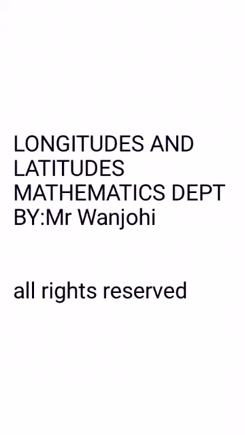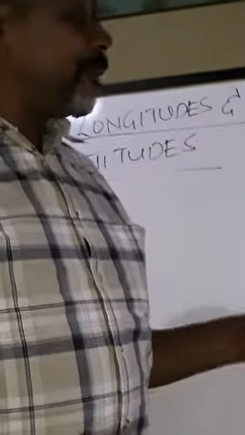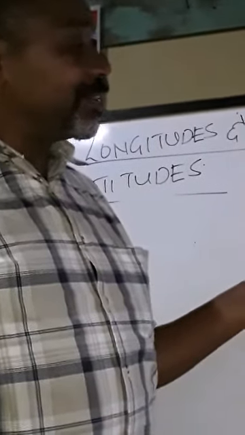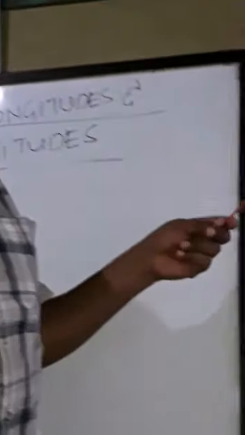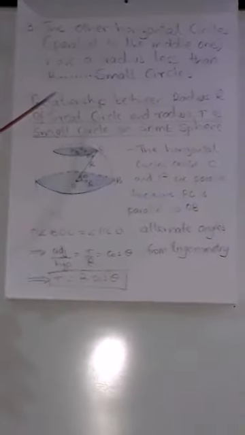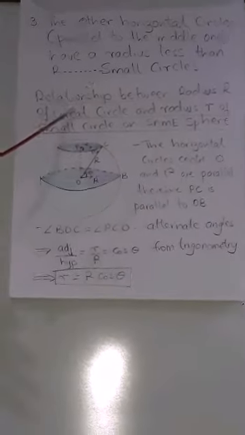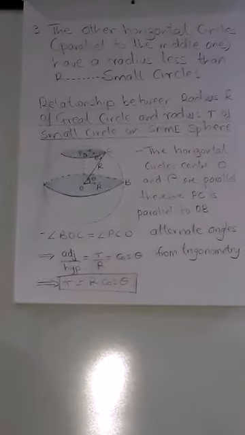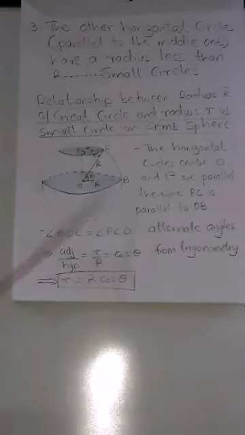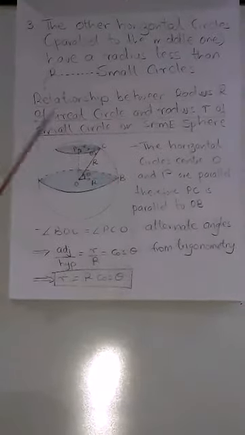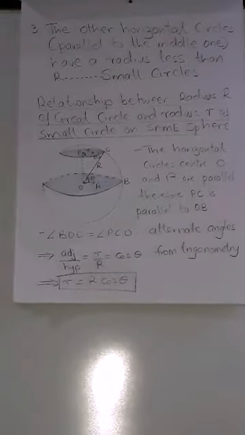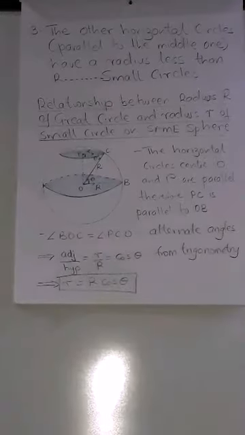All right. Jumbo once more. We have already dealt with what is a small circle and what is a great circle. Now, we will look at the relationship between the radius capital R of a great circle and the radius small r of a small circle on the same sphere. It has to be on the same sphere.